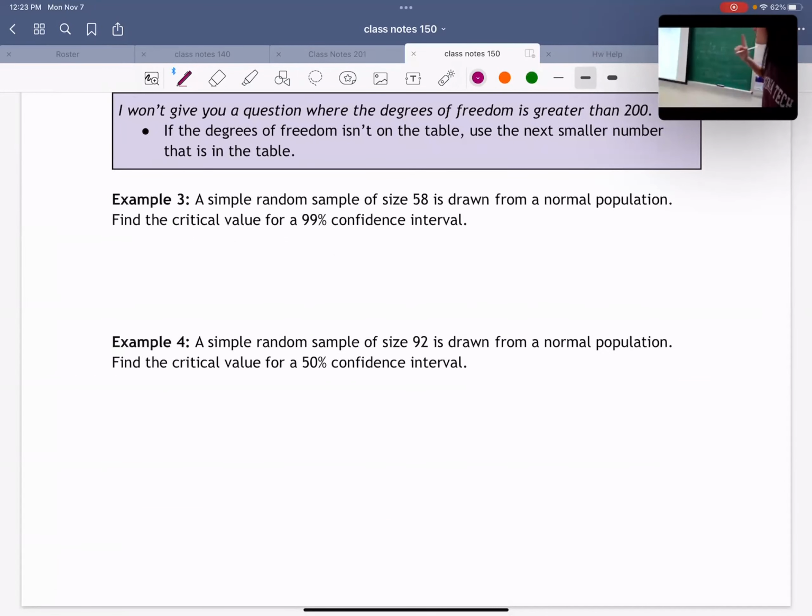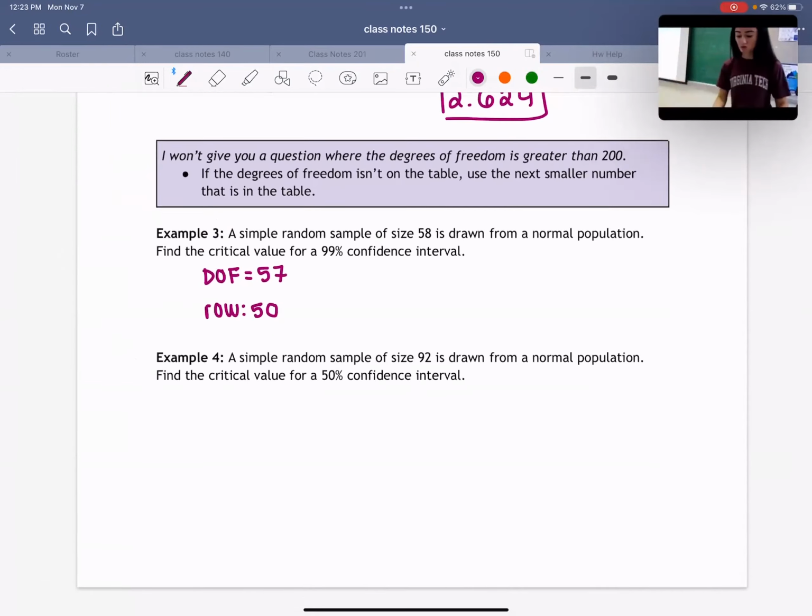Here we have a simple random sample of size 58. So how many degrees of freedom do I have? 57, perfect. Looking at your chart, what row am I going to use? Row 50, right? There's no row for 57, so you look at the smaller one before it. Since the only row that's smaller than 57 is 50, we're going to use row 50.